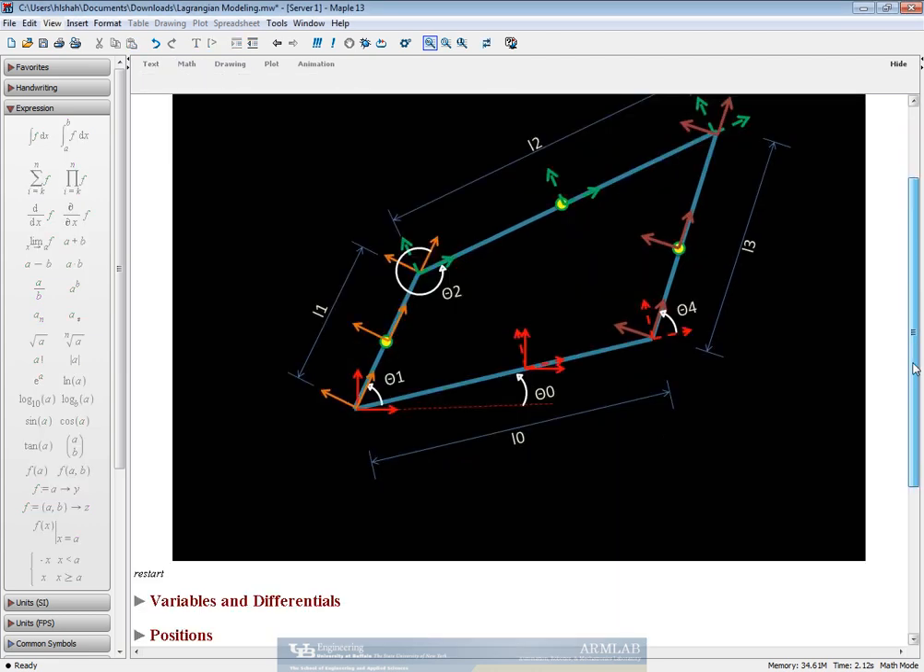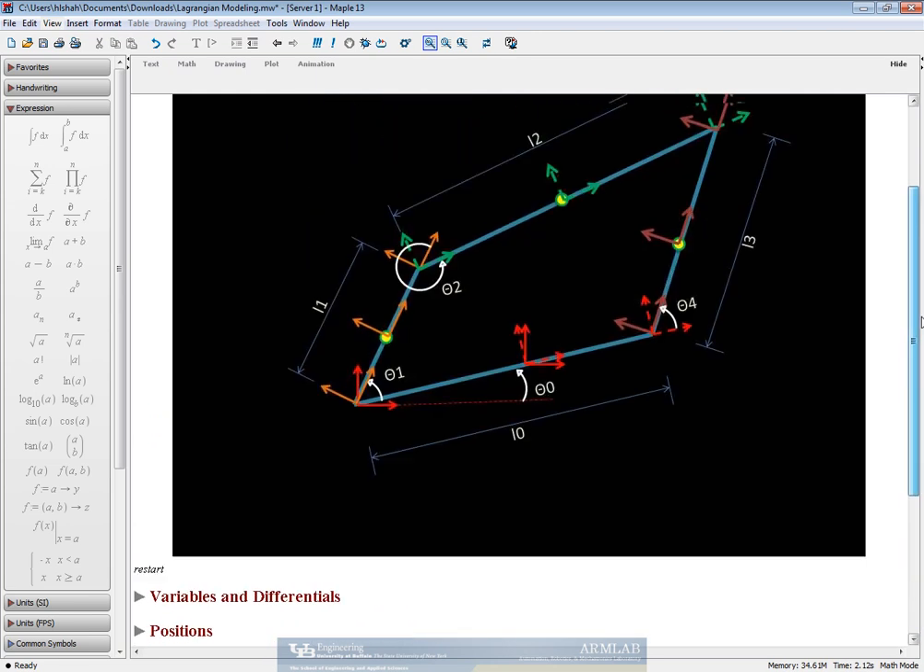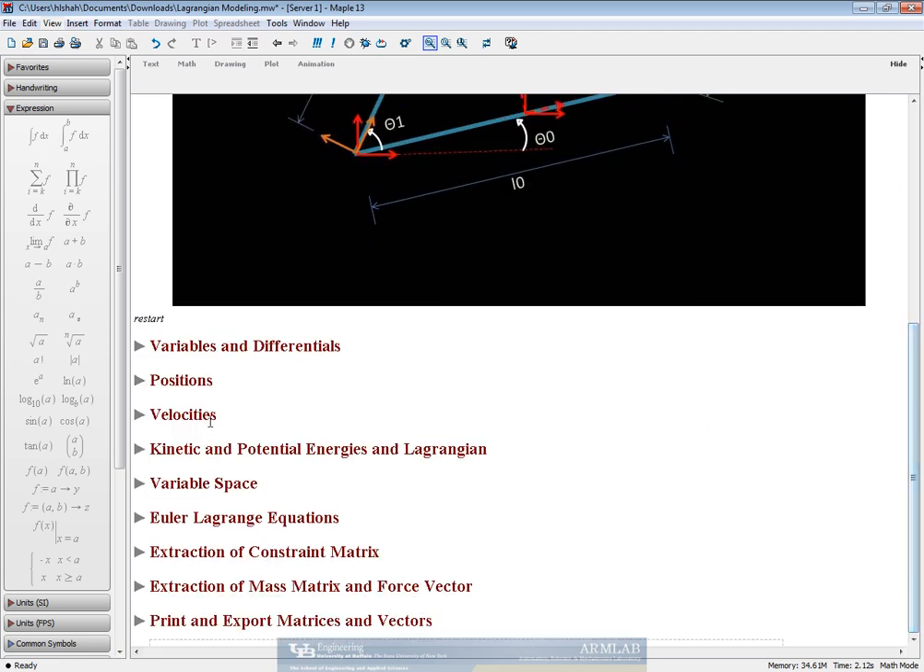To start with, we are first going to look at an overview of the entire process. We will be defining the variables in Maple and their differentials, giving the positions of the different centers of masses, which are positioned for this case at the centers of the links, and then we'll be finding the velocities by differentiating these positions. The next step would be to find the kinetic and potential energies of the entire system, and hence the Lagrangian. The next step would be to define a variable space with theta1, theta2 and theta4 as the primary variables in the analysis, and then defining the number of degrees of freedom, etc.